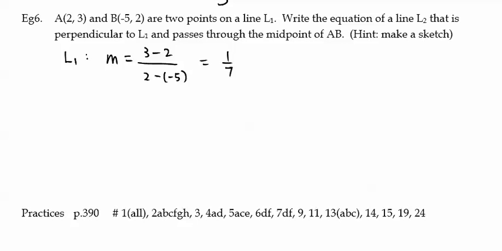But what about line number 2? Are we using the same slope? No, we are using the slope that is perpendicular to the first one. So it will be the negative reciprocal of line number 1.